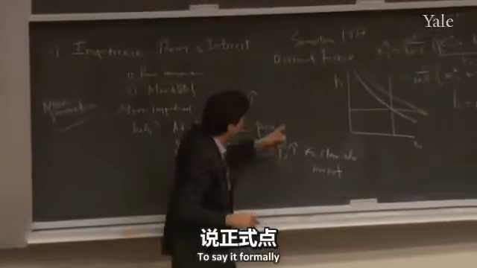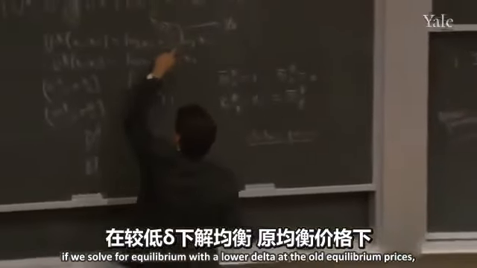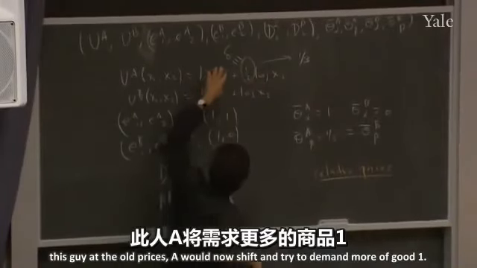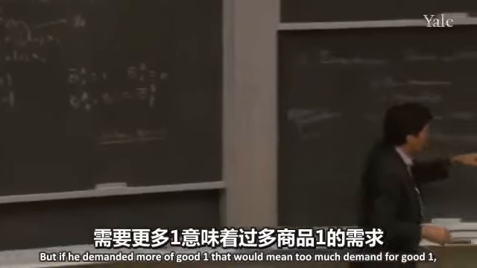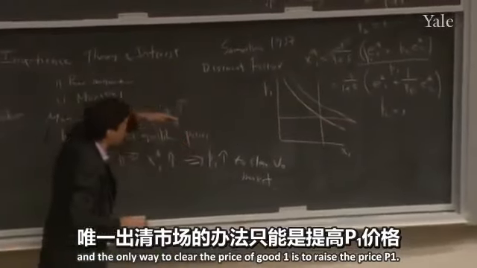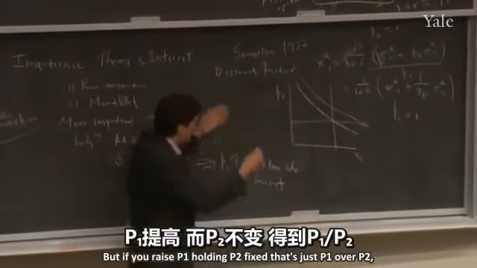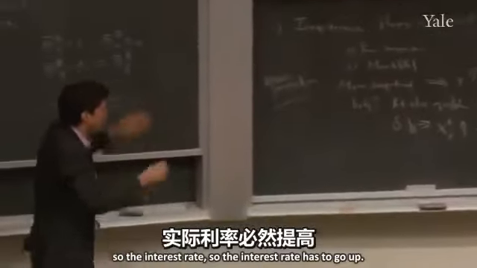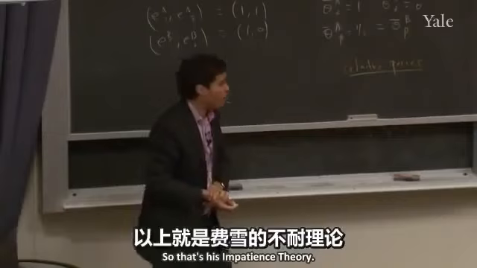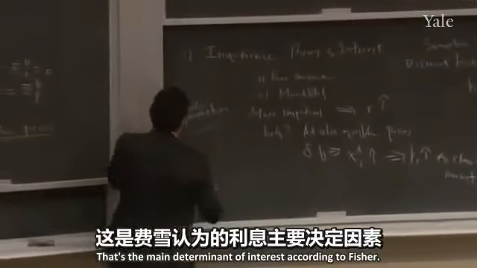To say it formally, if you resolve for equilibrium with a lower delta, at the old prices, A would now shift and try to demand more of good 1. But that would mean too much demand for good 1, and the only way to clear the market for good 1 is to raise the price, P1. If you raise P1, holding P2 fixed, P1 over P2 is the interest rate, so the interest rate has to go up. So that's your argument made formal. That's his impatience theory, the main determinant of interest according to Fisher.